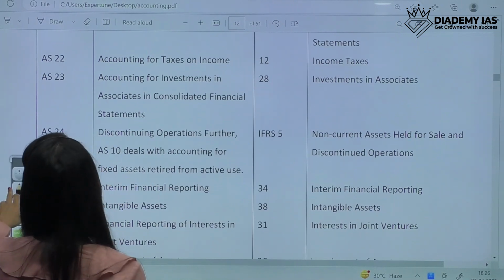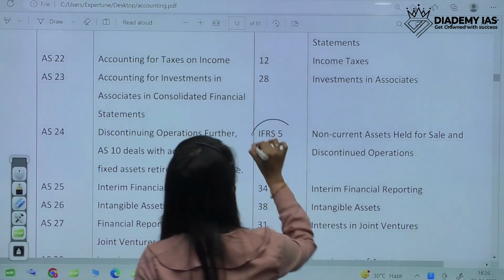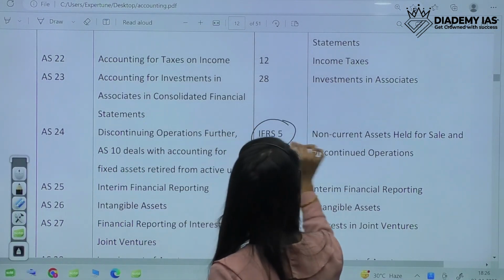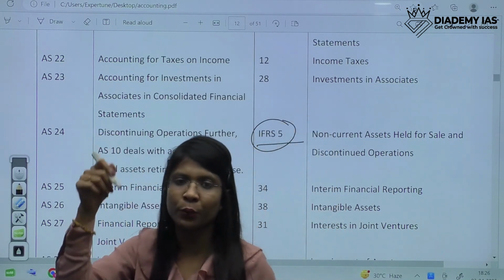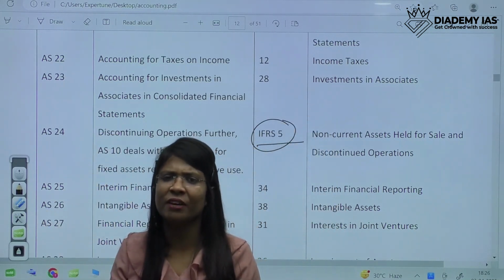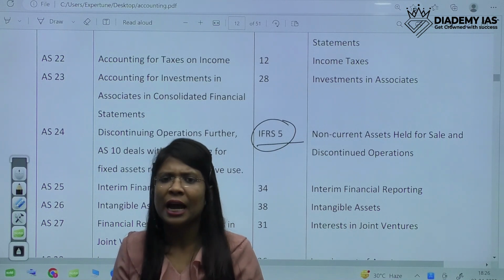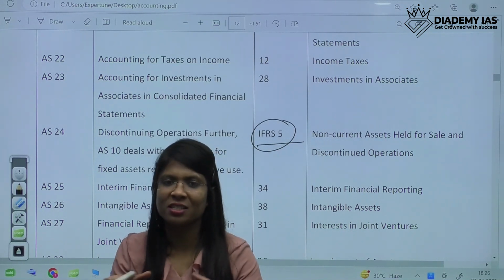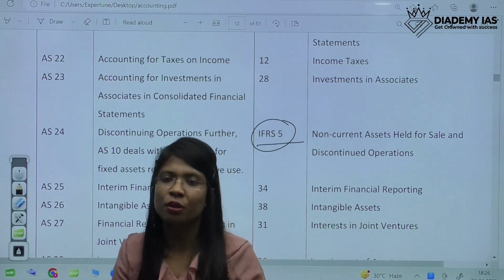So in certain things, we have directly adopted IFRS also, like IFRS 1, 2, 3, 4, 5, till 16 we have directly adopted IFRS, and in other cases we have adopted IND AS. So ours is a mix of IND AS and IFRS. So we have included both.